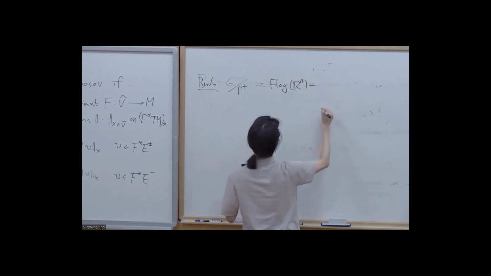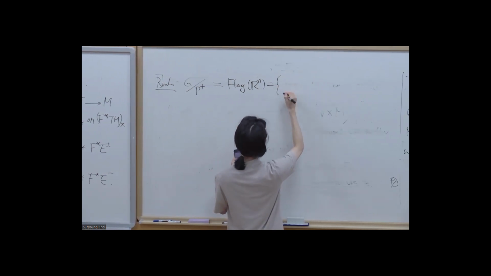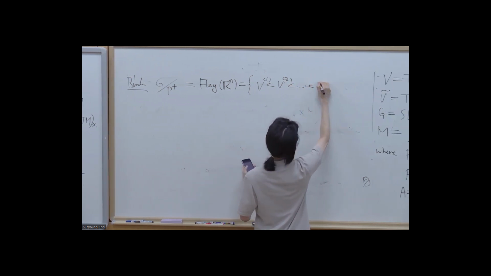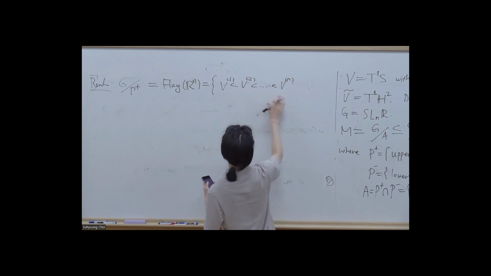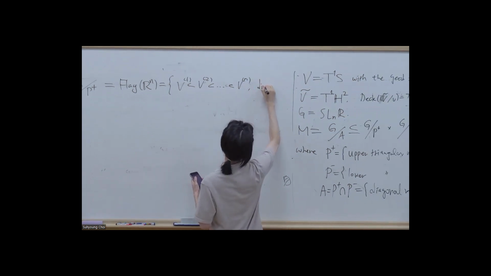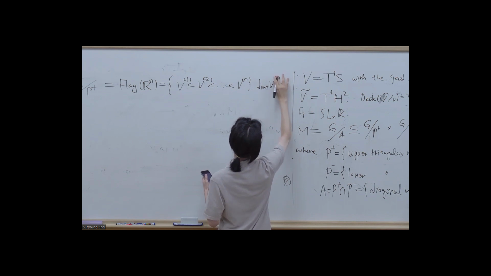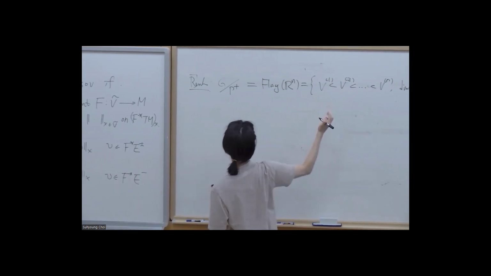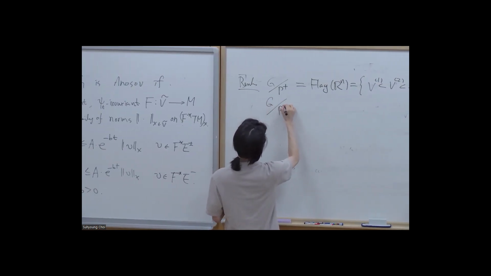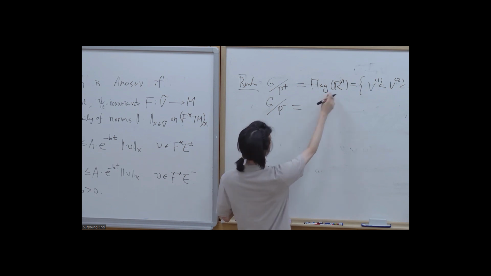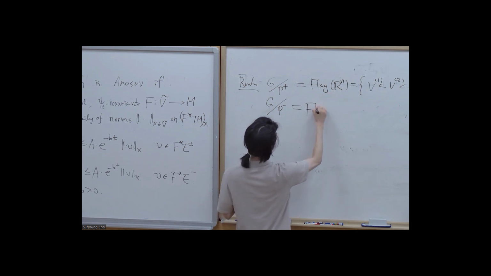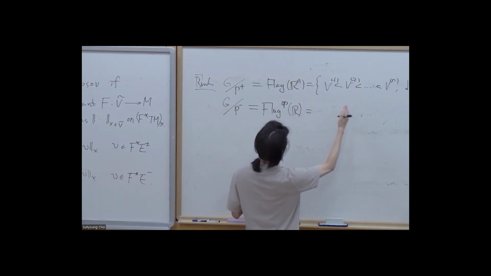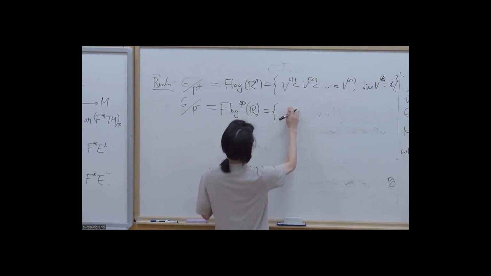And this is nothing but a set of all ascending chains of subspaces up to n, where each of the V_i's is a subspace of R^n. The dimension is precisely i, and we collect all of these ascending chains and give some appropriate topology. Whereas G mod P minus is also morally the same as this flag manifold, but it's kind of opposite, in the sense that we now have a descending chain condition, descending chains of subspaces.